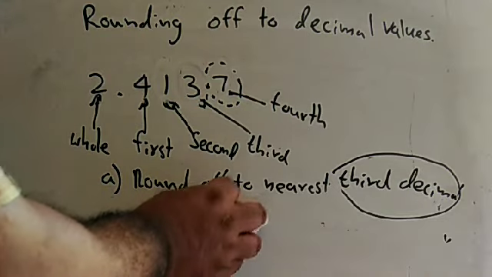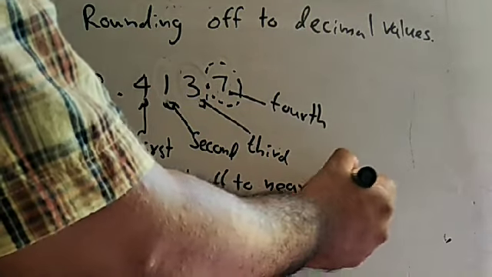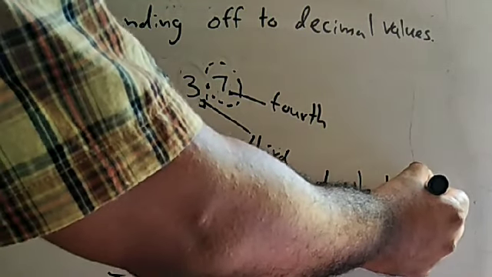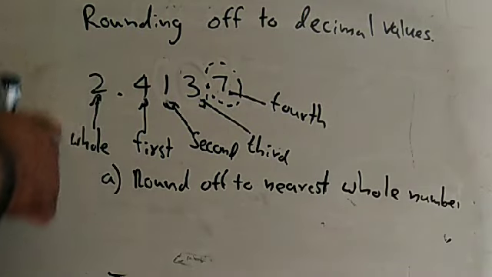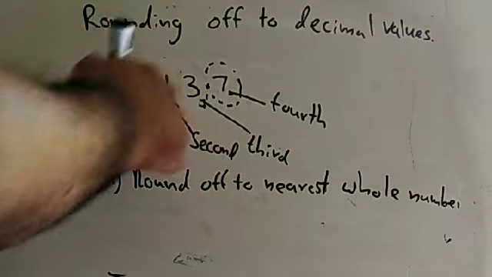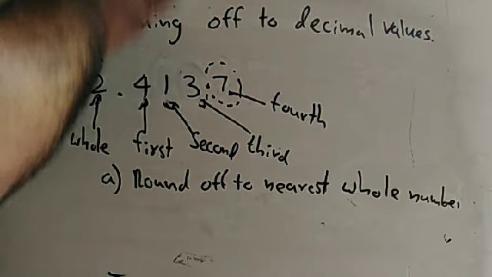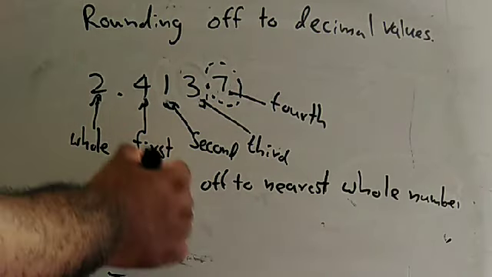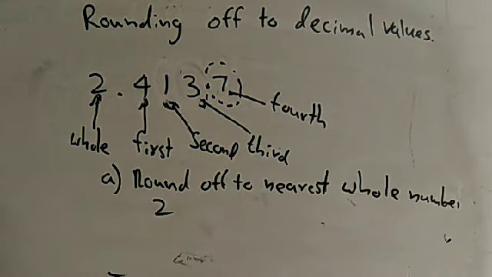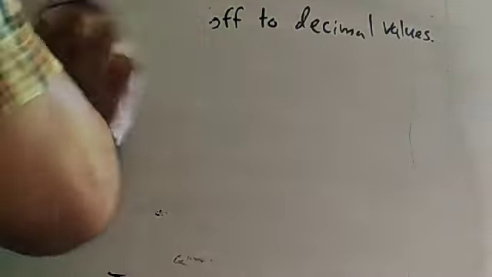Another. Round off to the nearest whole number. The whole number here is 2. Now you should check the first decimal place on the right hand side, which is 4. 4 is below 5. If below 5, do not add to the front. Then 2 is the same, 2. I think you will understand this. Okay, let's write another example.